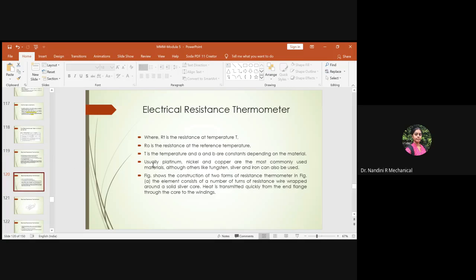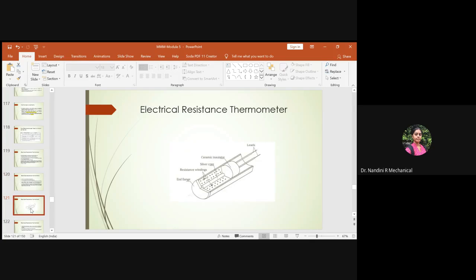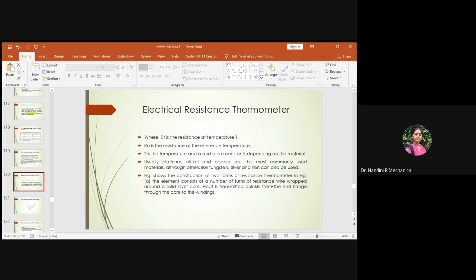Okay. Now you can see how to construct these electrical resistance thermometers. The figure here shows the construction of an electrical resistance thermometer. The first one is figure A. Figure A shows the element, which consists of a number of turns of resistance wire wrapped around a solid silver core.